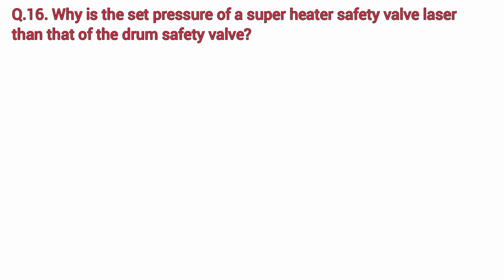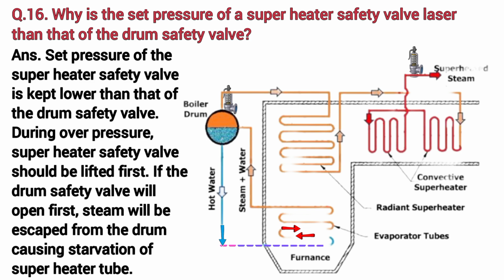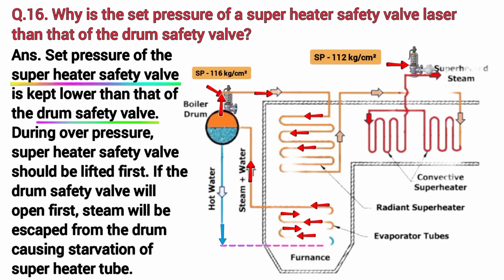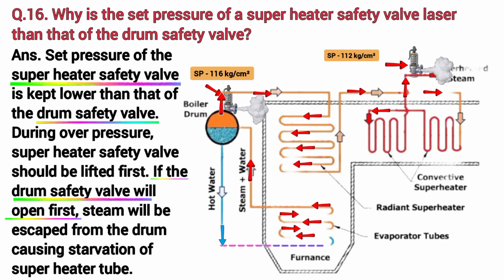Why is the set pressure of a superheater safety valve lesser than that of the drum safety valve? Set pressure of the superheater safety valve is kept lower than that of the drum safety valve. During overpressure, the superheater safety valve should lift first. If the drum safety valve opens first, steam will escape from the drum, causing starvation of the superheater tubes.